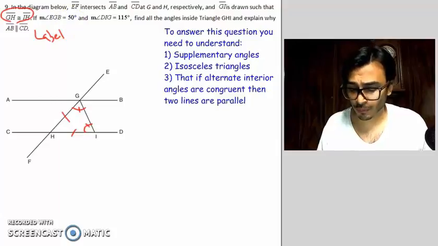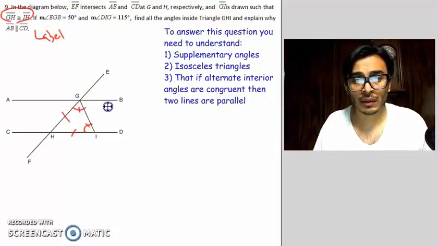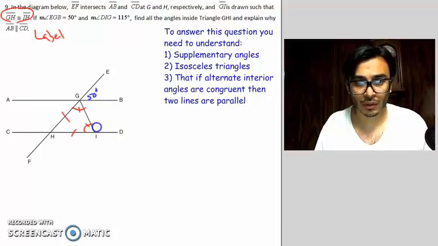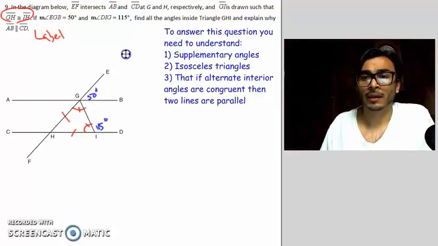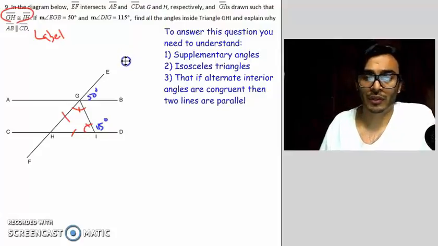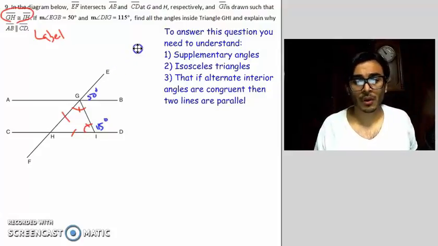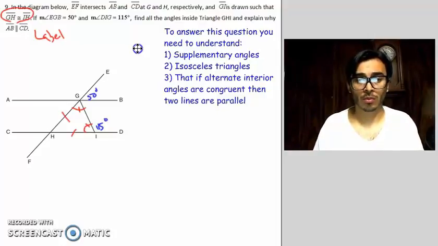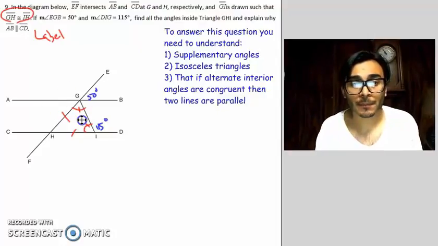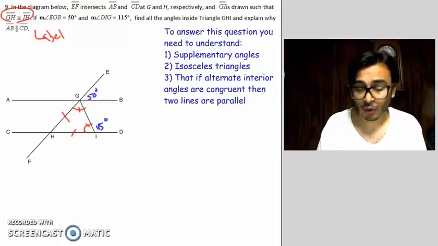Okay, then I'm told that angle EGB is 50 degrees. So this is 50 degrees. Angle DIG is 115 degrees. Where's DIG? DIG, right over here, 115 degrees. Find all the angles inside triangle GHI and explain why AB is parallel to CD. All right, so look, just put down everything you know about all these angles. Why not? Right? Doesn't hurt. So what's everything I know?